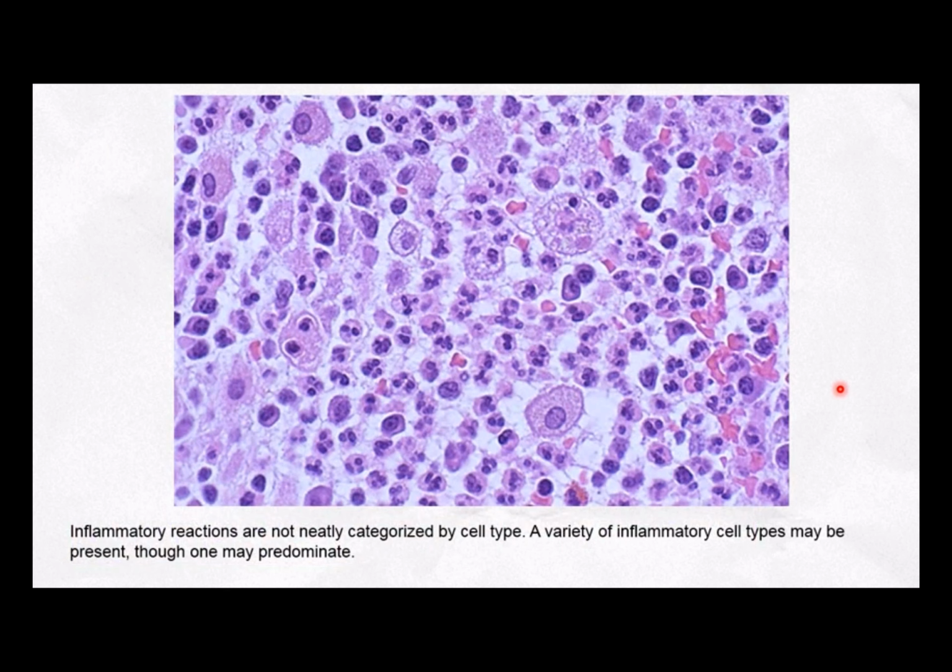Inflammatory reactions are not neatly categorized by cell type. A variety of inflammatory cell types may be present, though one may predominate. Seen here are mainly neutrophils. But there are also plasma cells, lymphocytes, and macrophages. Macrophages can phagocytose other cells as well as cellular debris. One macrophage has consumed a neutrophil, a red blood cell, and a nuclear fragment.